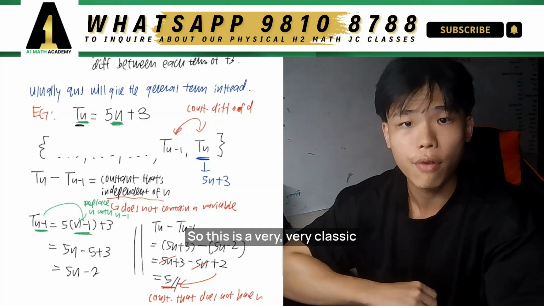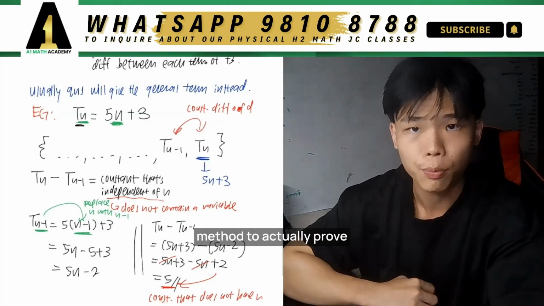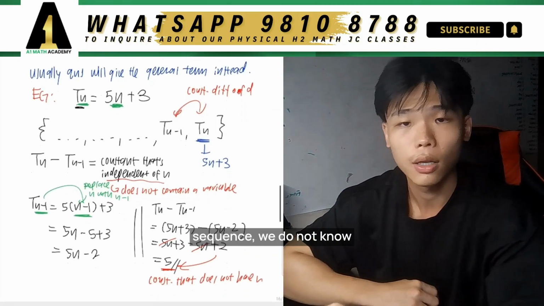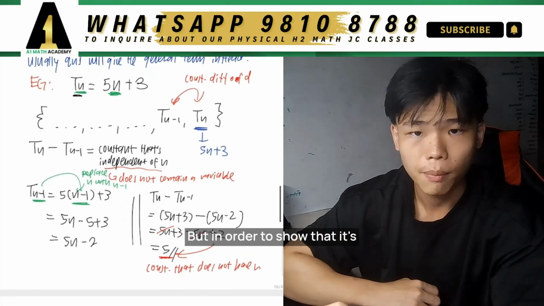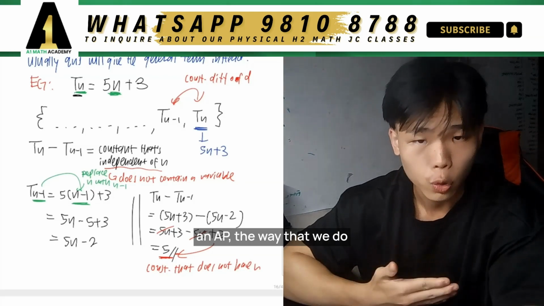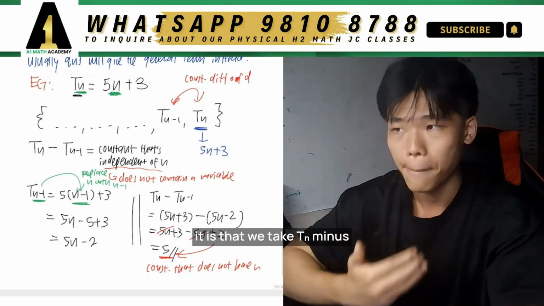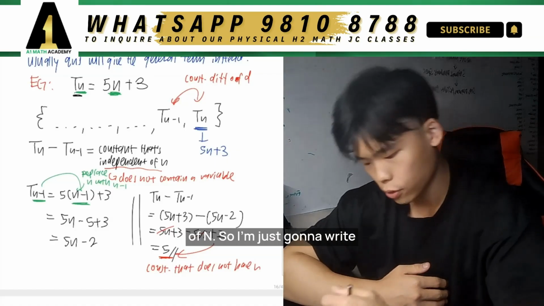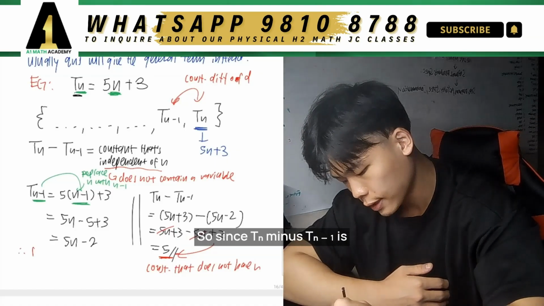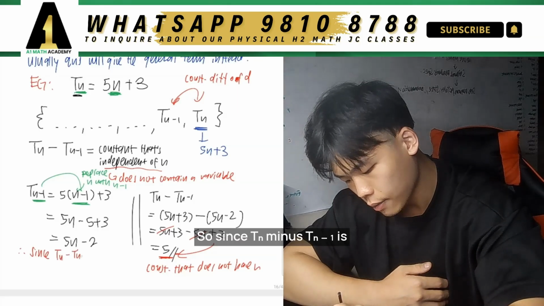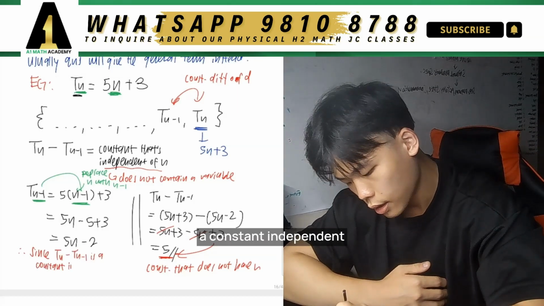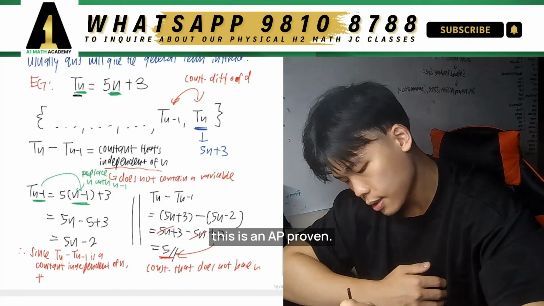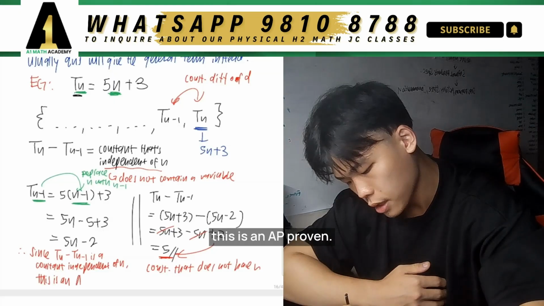So this is a very, very classic way, and in fact, this is the method to actually prove that something is an AP. Given the general term of a sequence, we do not know for sure whether it's an AP. But in order to show that it's an AP, the way that we do it is that we take Tn minus T(n minus 1) to show that the result is a constant independent of n. So I'm just going to write down the explanation here. Since Tn minus T(n minus 1) is a constant independent of n, this is an AP. Proven.